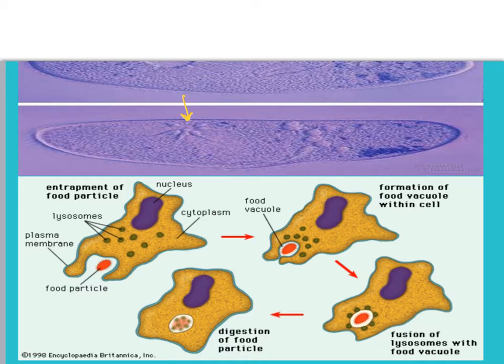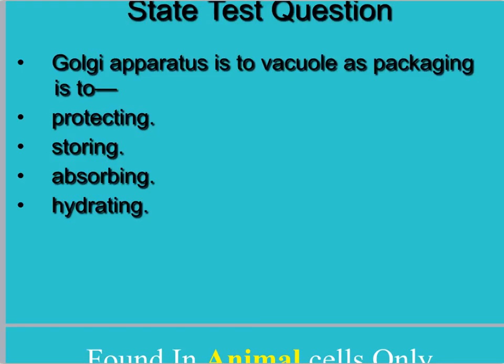And then if you look, we've got the food vacuole here. This is just showing the process. So 1, 2, 3, 4. So here's your food vacuole coming in. Food particle going in, forming the food vacuole. The lysosomes coming up and then digesting.